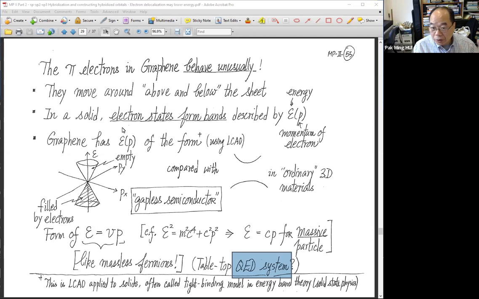So let's continue our discussion on hybridization. This is just to let you know that there is something fancy happening in some hot topics in solid state or condensed matter physics. This is about graphene, one layer of carbon.